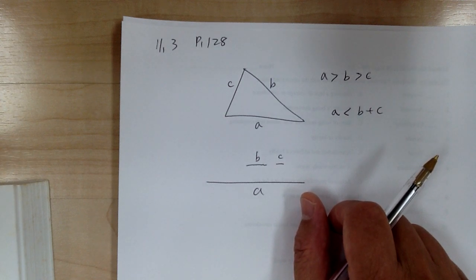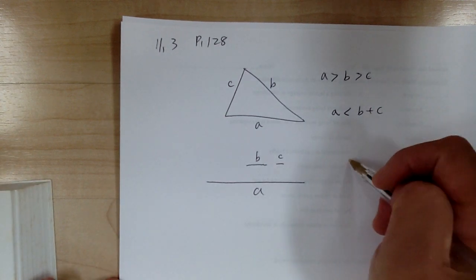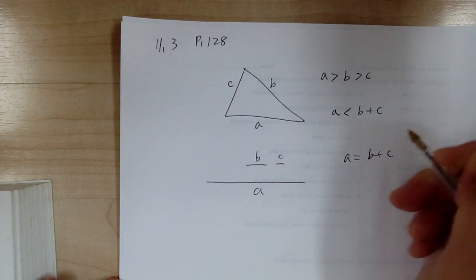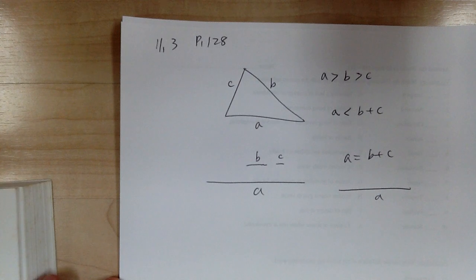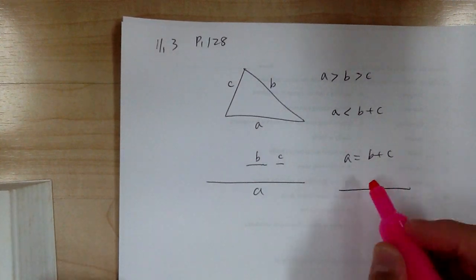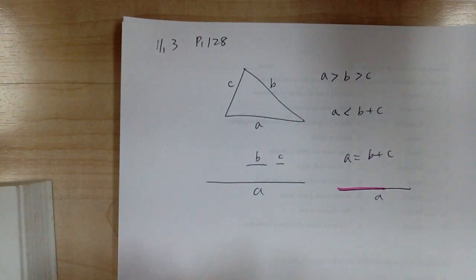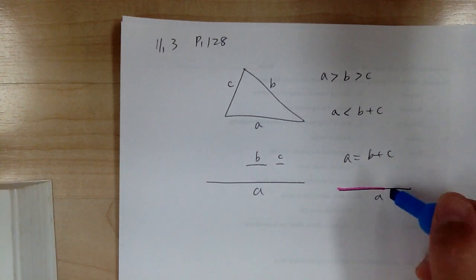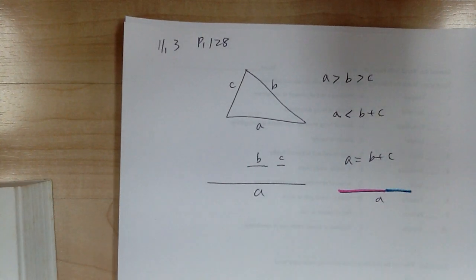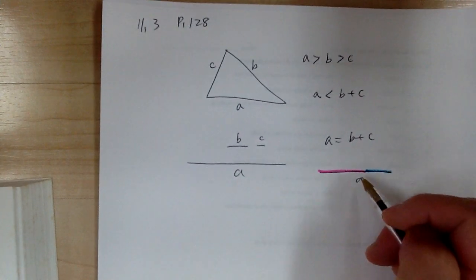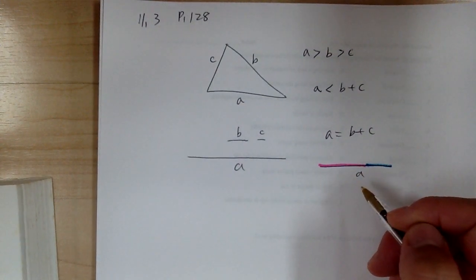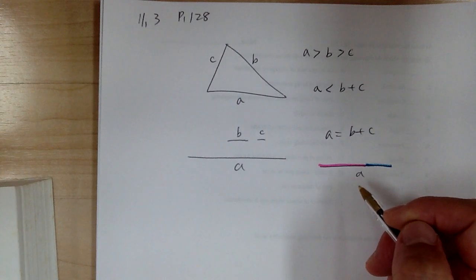Now, if A equals B plus C, so if this is A, and then you have B, and you have C, then this is called a degenerate triangle. So the triangle is degenerate, like a flat triangle. So this is just something to keep in mind.